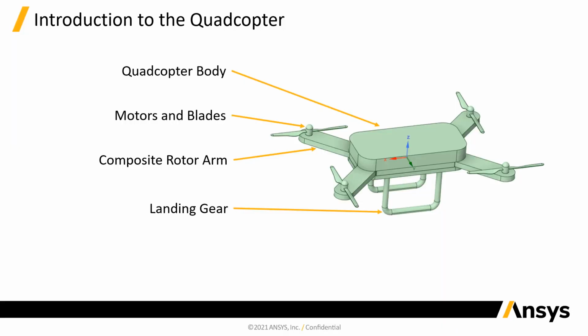Our quadcopter demo model is built using four primary objects: the quadcopter body, the motors and blades, the composite rotor arm, and the landing gear. This video will focus on the composite rotor arm.